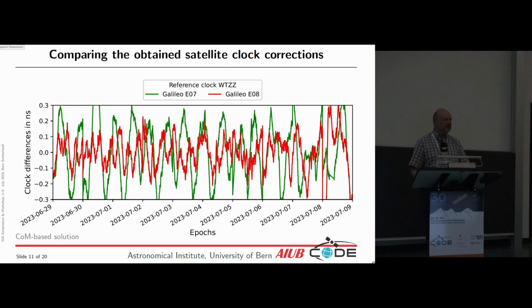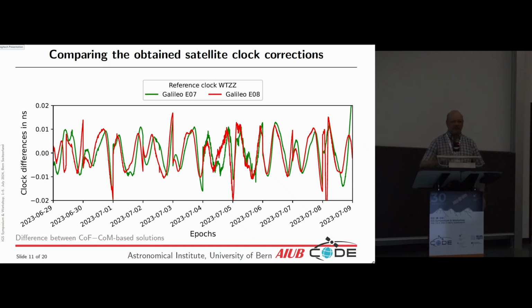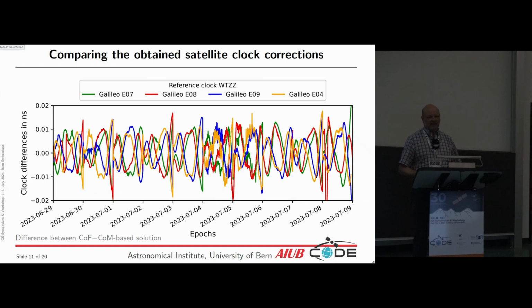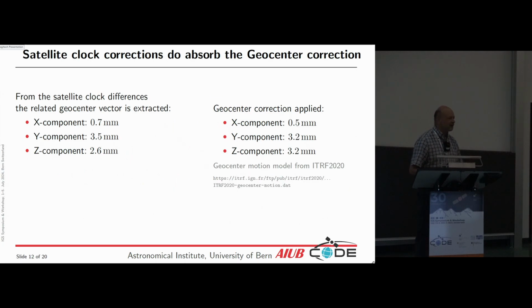What did happen? We estimated also satellite clocks, by the way, and comparing the satellite clocks between the 2 solutions, this is one of them. The other, if we look at the differences, then we get about 10 nanoseconds different. This has very nice periods in it. So these are 2 neighboring satellites from Galileo. If we add the 2 antipodal satellites, we have the same picture, but phase shifted by 180 degrees. So it seems that the geocenter vector that we have introduced just ended up in the satellite clocks.